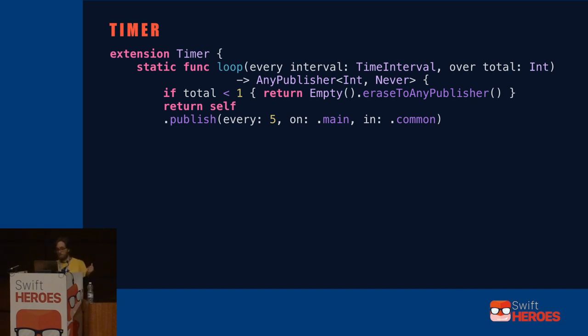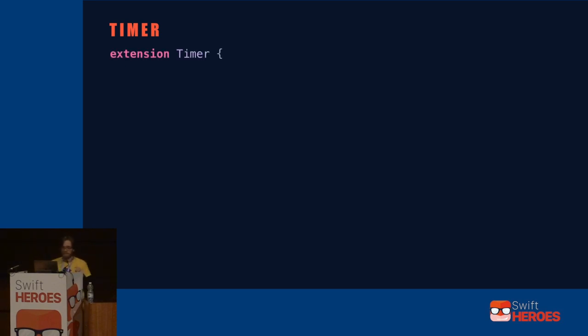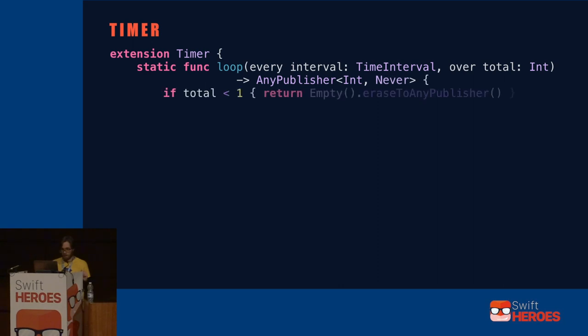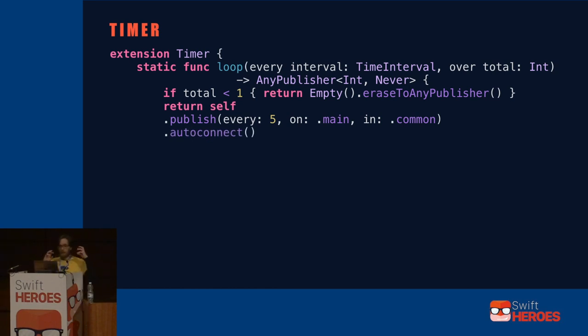Otherwise, I want to return a timer and use the publish every 5 seconds on the main thread. I will skip the autoconnect part because the documentation tells you why you should use this, and I want to get down with stuff like this because it's really complex. This is a publisher actually triggering an output with the actual date value over time every 5 seconds. If I use autoconnect and subscribe to it, after 5 seconds I will get the first date value, and after 10 seconds the second, and so on.